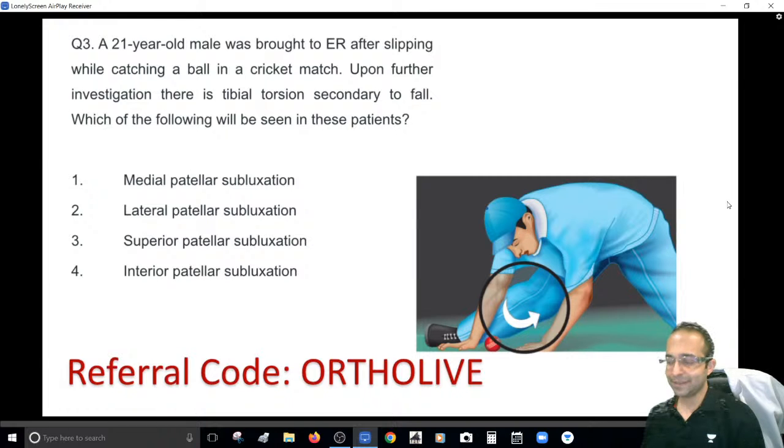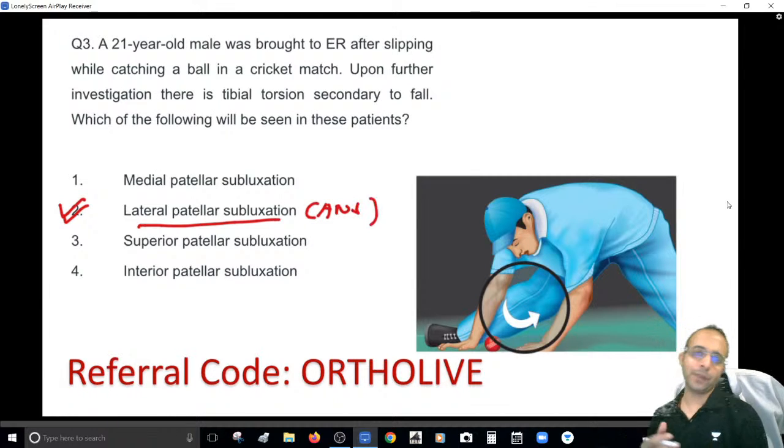B. Lateral patellar subluxation people have. Okay. Any more people who wish to try? So let me tell you, Gautam, you are absolutely right. This is the blinder. Even without looking at the question, you can answer it's lateral patellar subluxation, but I'll just like to tell you the mechanics here.